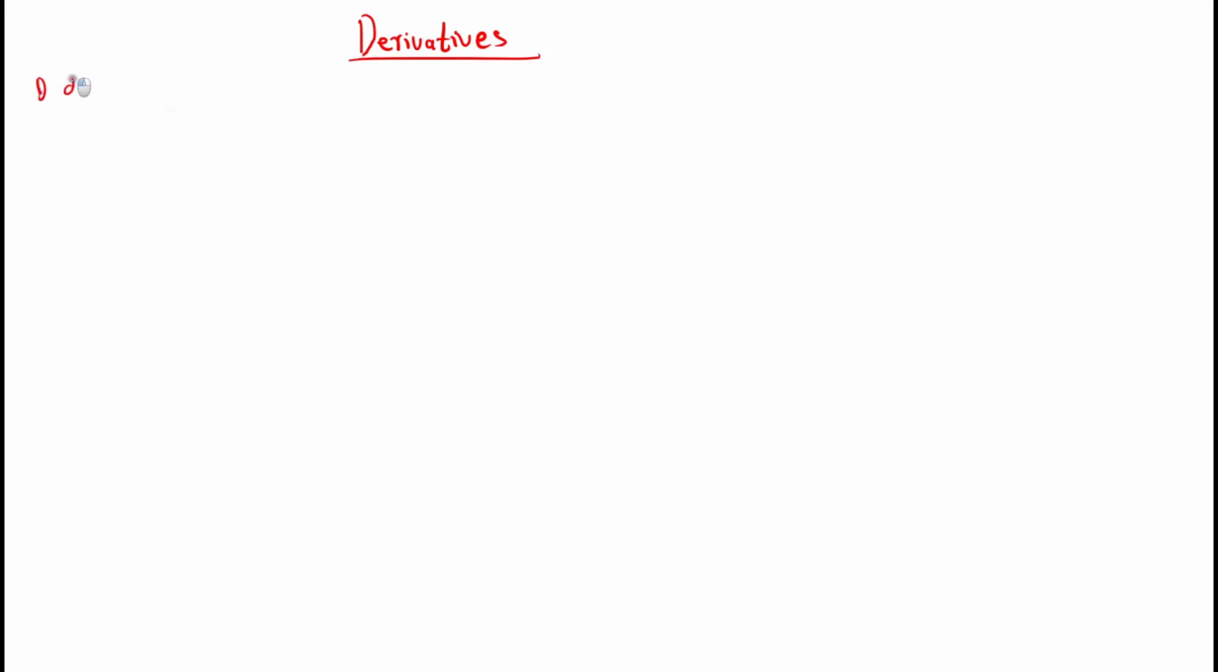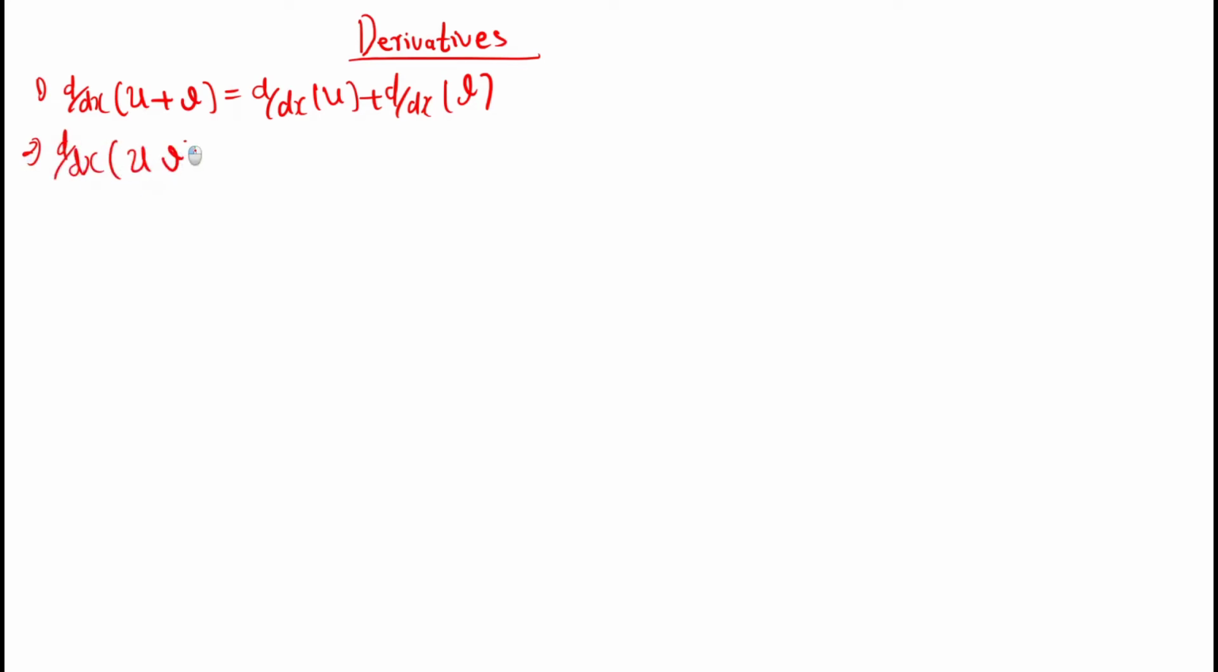The first one, d by dx of u plus v is equal to d by dx of u plus d by dx of v. Okay, we can separately differentiate the function. Second one is d by dx of uv is equal to u into v dash plus v into u dash. That means first function into derivative of the second function plus second function into derivative of the first function.